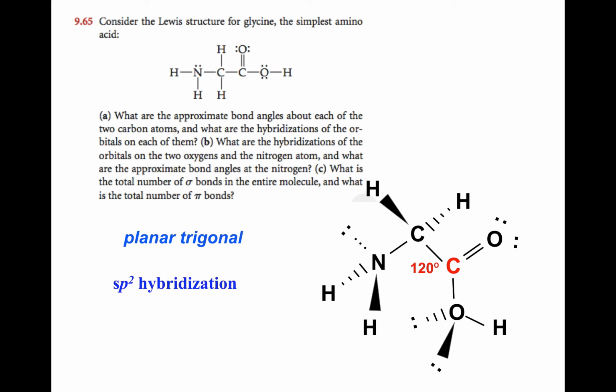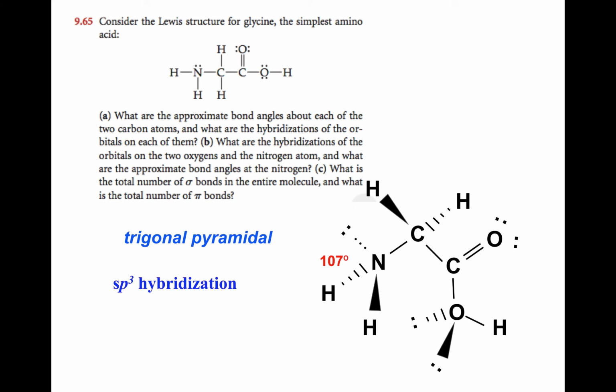What are the hybridization orbitals on the 2 oxygens and the nitrogen atom? What are the approximate bond angles? Looking at the nitrogen, I've got that lone pair pushing the bonded pairs away, so I'm going to get a 107-degree bond angle between the atoms. Trigonal pyramidal geometry, that's sp3 hybridization. A tetrahedral arrangement of all the electron pairs around the central atom, including all the electron domains. Lone pairs push harder than bonded pairs.